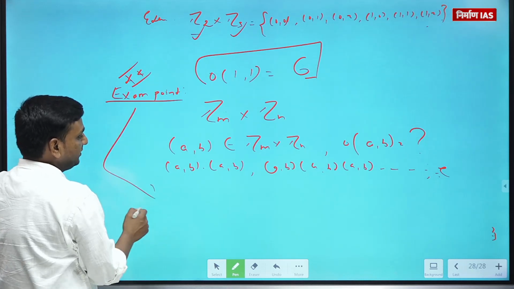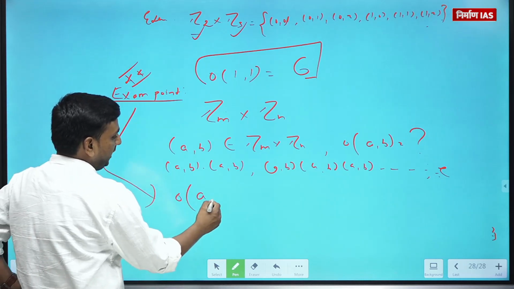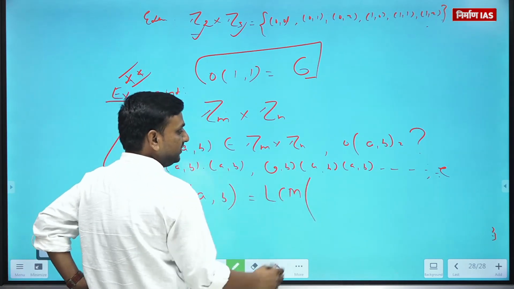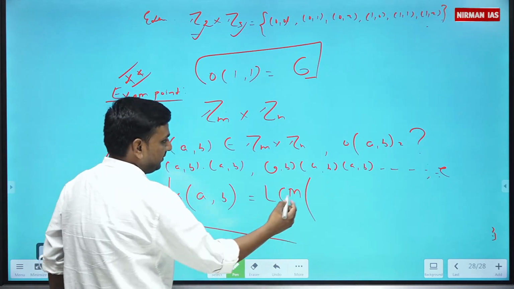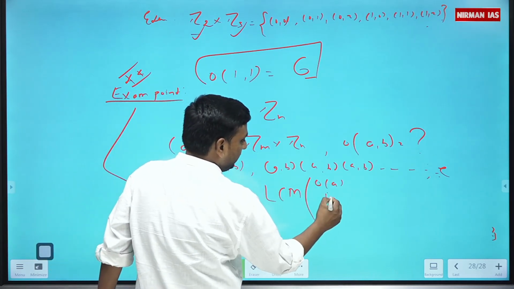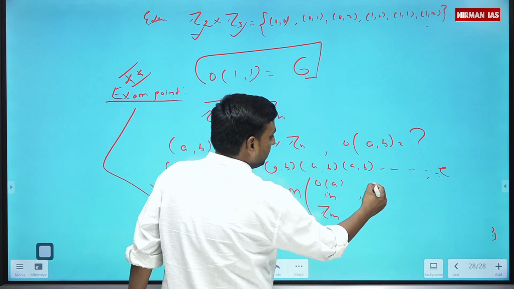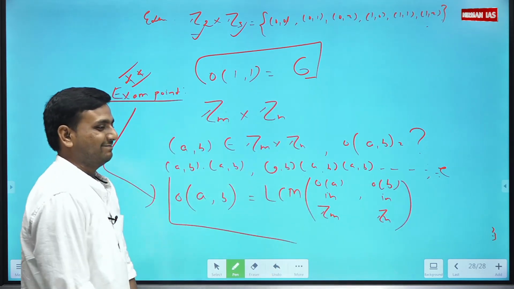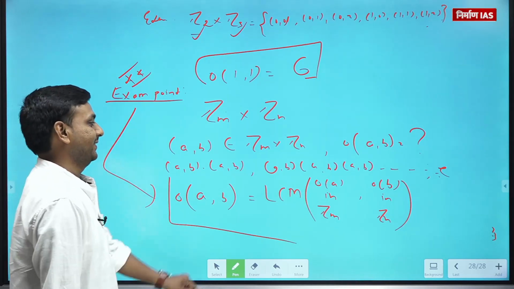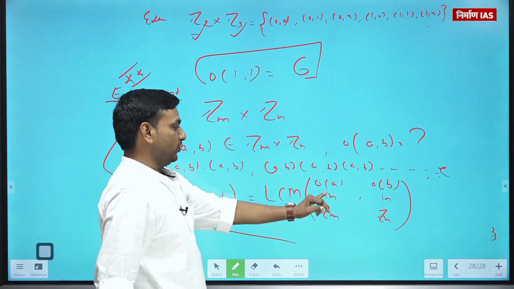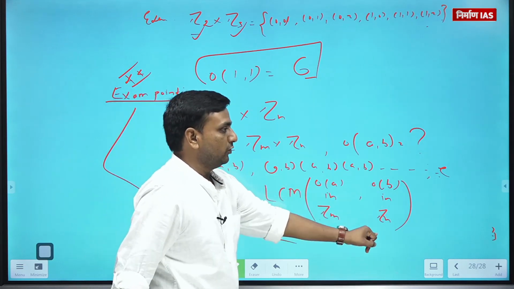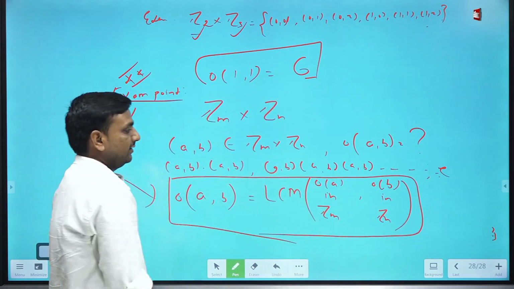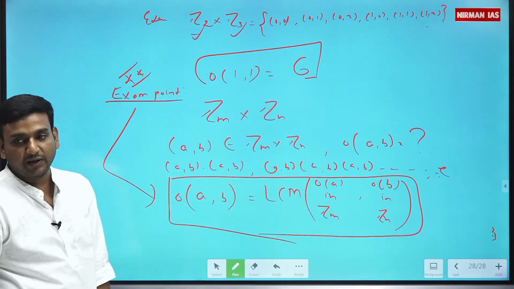But what I am going to do is, the order of (a, b) is the LCM of the order of a in Zm and the order of b in Zn. Here a is an element of Zm and b is an element of Zn, so a has some order and b has some order. Take the LCM of both, and you will get the order of (a, b).